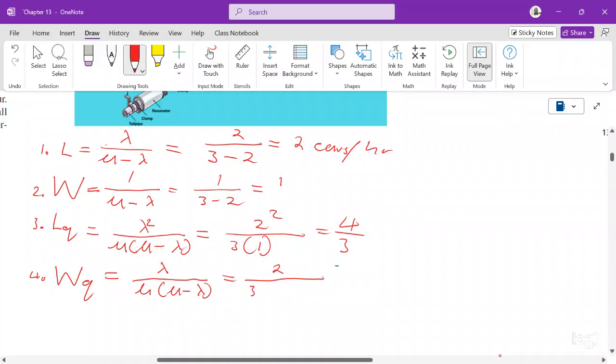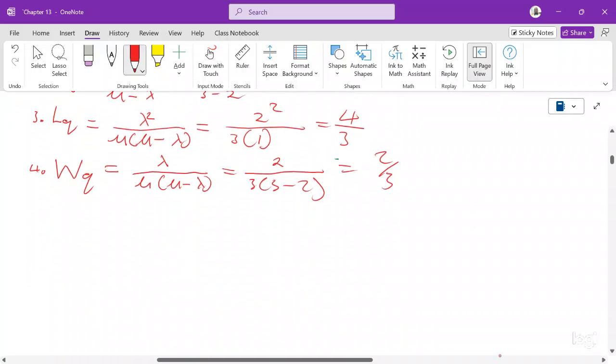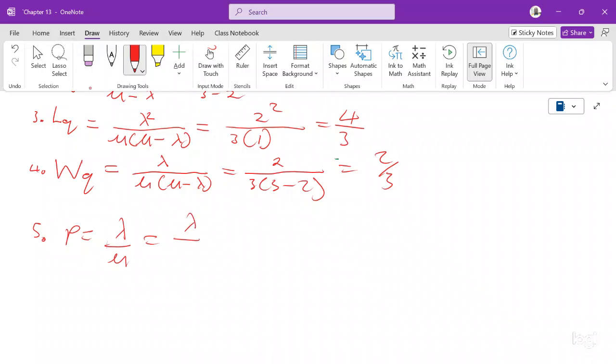So now, this is 3 over 3 minus 2. So that is 2 over 3. Okay? Then, leaving them as a fraction is not a crime. Now we want to know the probability, which is the utilization factor. The utilization factor is going to be like that. Then it's 2 over 3. I get 2 over 3.